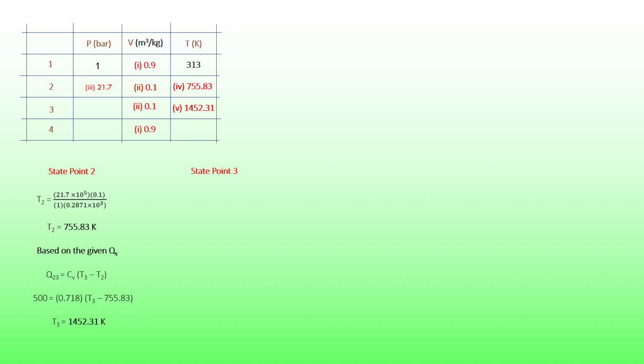Then you move to point 3, to find out the pressure P3. You can use the ideal gas law again. This time I have already ignored the mass. So you get the pressure P3 by substituting your specific gas constant 0.2871 times 10 to the power of 3, the absolute temperature 1452.31, and the specific volume of 0.1. So you got P3 as 41.7 bar.